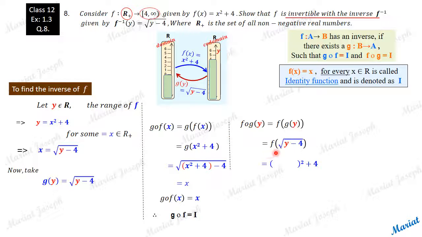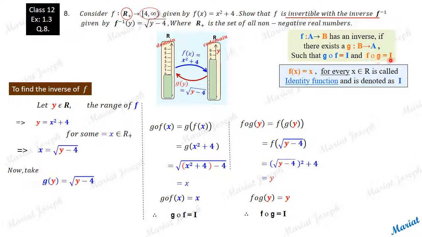So we will square this root of y minus 4 and then add 4. Place it. Root of y minus 4, when you square, that becomes y minus 4. And then when you add 4, it is equal to y. So we could get FOG of y is equal to y itself. That means FOG is acting like identity function. F of x is equal to x is called identity function. So FOG also is identity function.